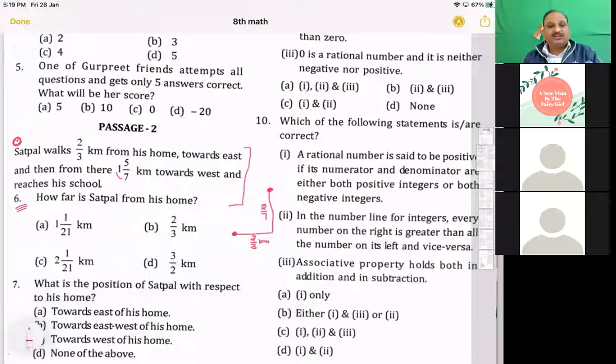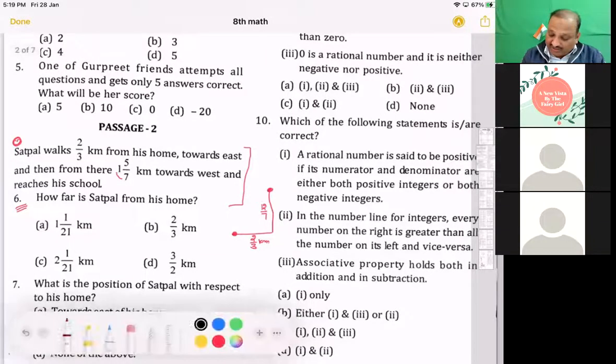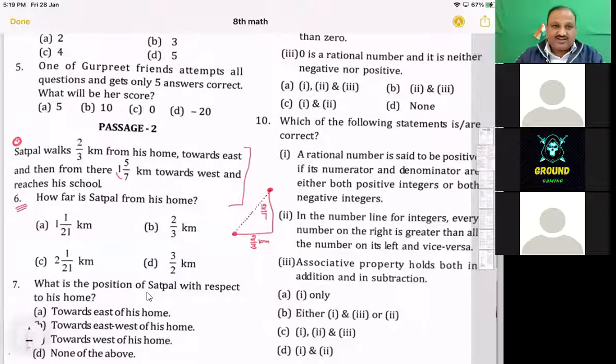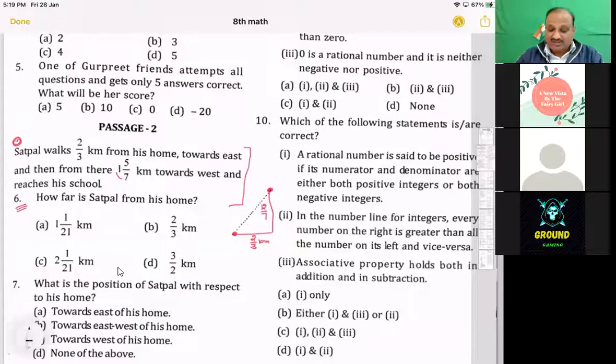नाउ वी वांट टू टेल व्हाट इज द डिस्टेंस फ्रॉम हिज होम. हाँ जी, कैन एनीबॉडी टेल मी हम कौन सा फार्मूला यूटिलाइज करेंगे? एनीवन? क्या पूछ रहा है? यस सर, पाइथागोरस थ्योरम. Pythagoras theorem. We will use Pythagoras theorem. Very good. So we will utilize Pythagoras theorem.